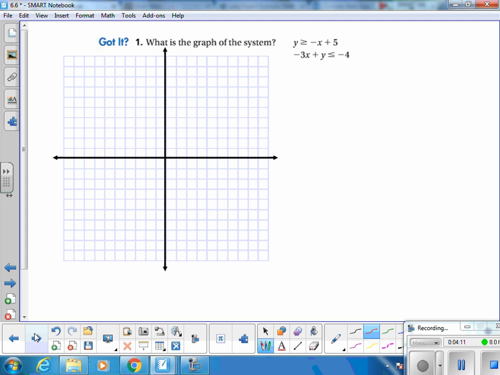All right, why don't you give it a try? Go ahead and plot these points, do some shading, find out where the overlap happens, and try a point to see if it is indeed true for the system. Pay attention to what line you're using.